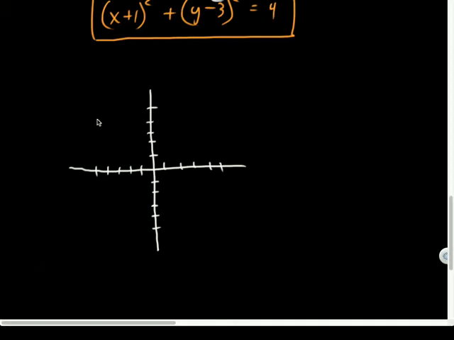So let's see. To graph this, the center, according to the equation, is at -1, +3. So over 1, up 3 is my center, right? And the radius is 2, okay? So what I do to graph my circle is go north, south, east, west. I'm going to go up 2 from here, plot 1 point. I'm going to go down 2 from there, plot 1 point. Go east 2 from there, right 2, and left 2.